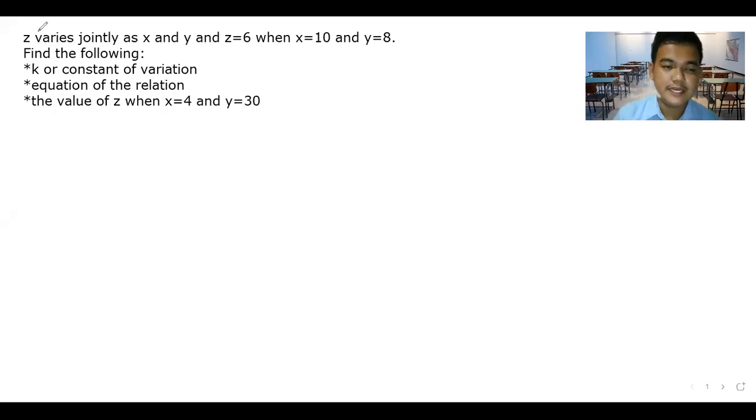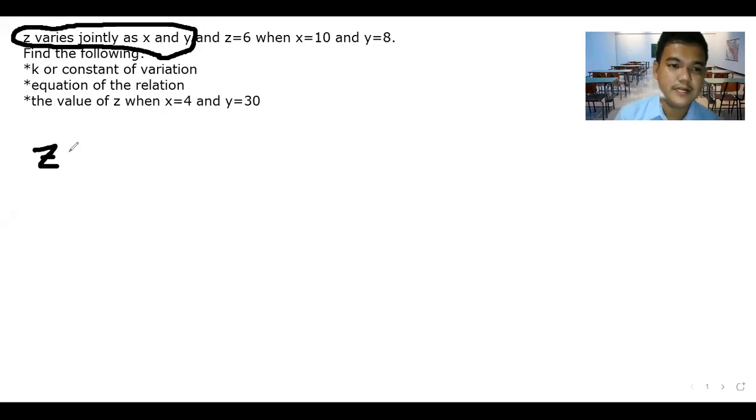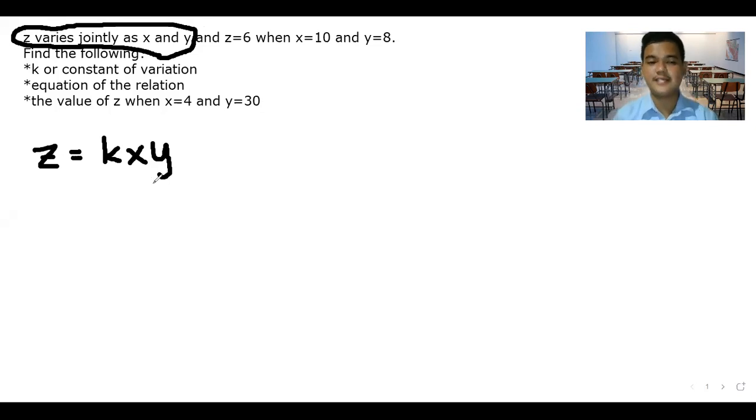So sabi doon, the given here is this. So gawin muna natin tong statement na to. First step is to convert this into equation. So z varies jointly as x and y. Okay, bawal siyang magkapalit-palit ha. Take note, this is the equation. So z yung nasa left side of the equation and yung xy yung nasa right side. And don't forget the k.